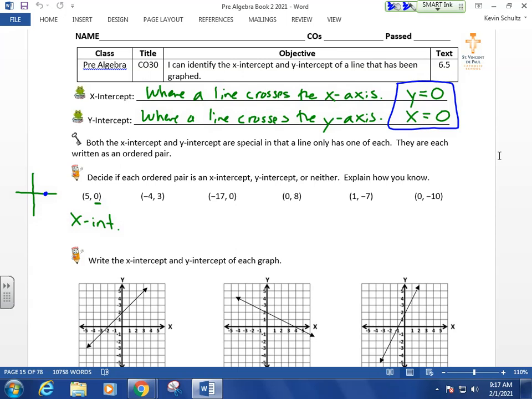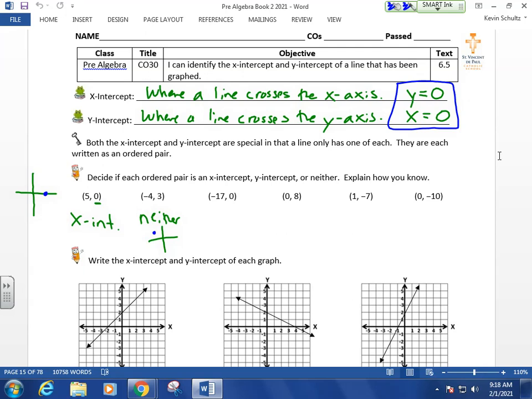How about -4, 3? X-intercept, Y-intercept, or neither, out in space? If you're not sure, Annika? Neither. And if you're not sure, just visualize where that point is. We spent last unit plotting these points: -4 on X, 3 on Y. It's going to be right about there. That's not on either axis, so it's out in space.